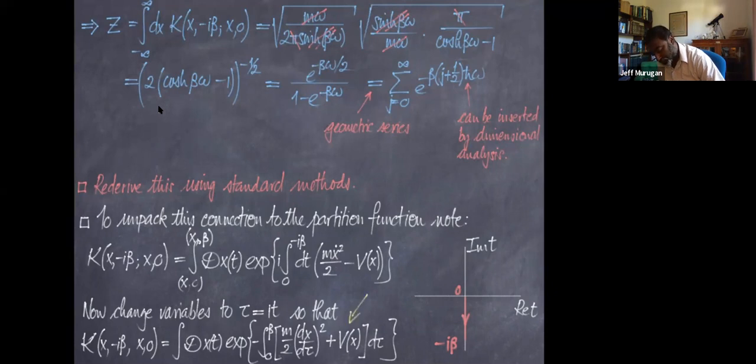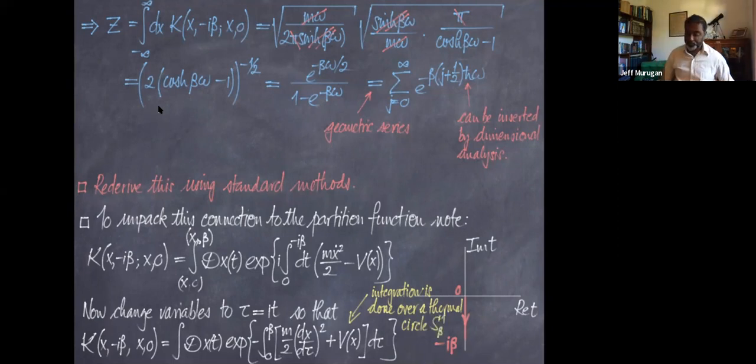So the integration is done over a thermal circle, which we call S1 beta. Okay. And this is called the imaginary time or Euclidean path integral.